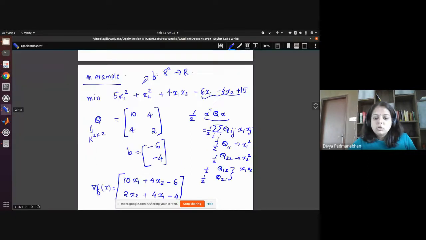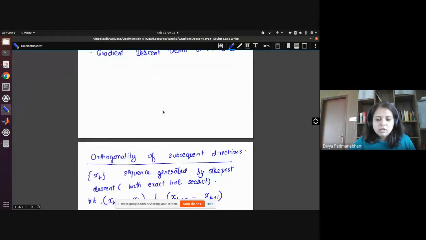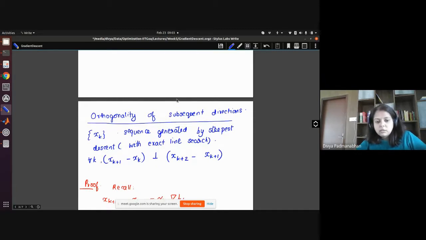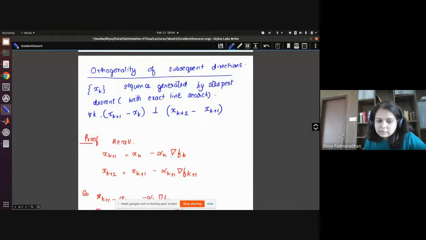I just mentioned to you this orthogonality of the subsequent directions. Now you can also prove this. The idea of the proof is very simple. Suppose this is the sequence x0, x1, x2, and so on, generated by steepest descent. The claim is that in every iteration, the direction xk+1 minus xk and the direction xk+2 minus xk+1 are going to be orthogonal to each other. Let's see a proof for this.